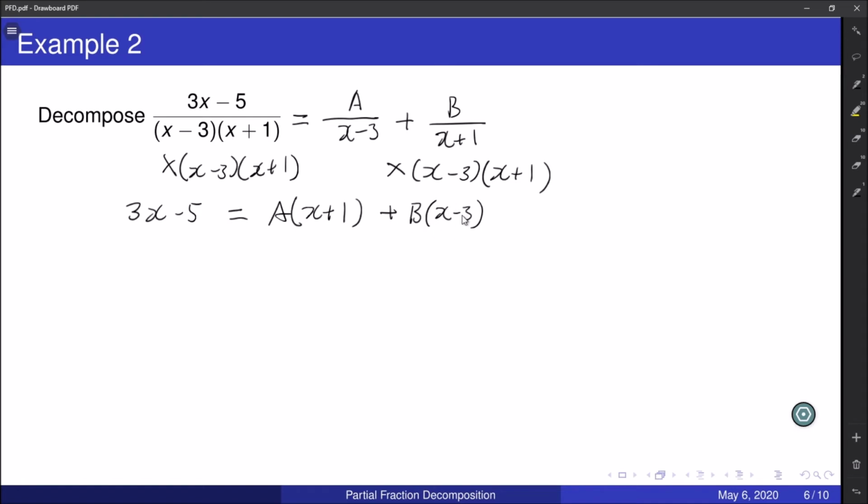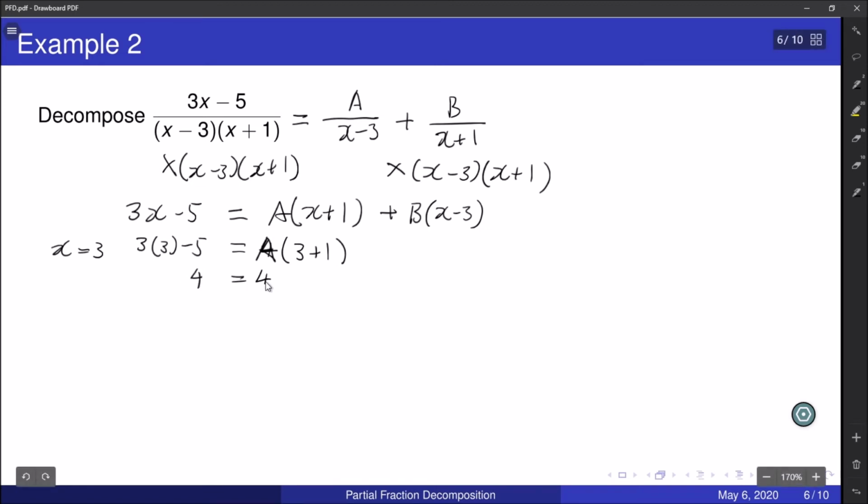What will eliminate b? Of course, x equals 3. So you end up with 3 times 3 minus 5 equals a times 3 plus 1. Oh, sorry, this is a. My bad. 3 plus 1, and 3 minus 3 is 0, so b gets eliminated. So we end up with 9 minus 5 is 4 equals 4a, and of course a equals 1 here. And then we do exactly the same thing to eliminate a and find b.